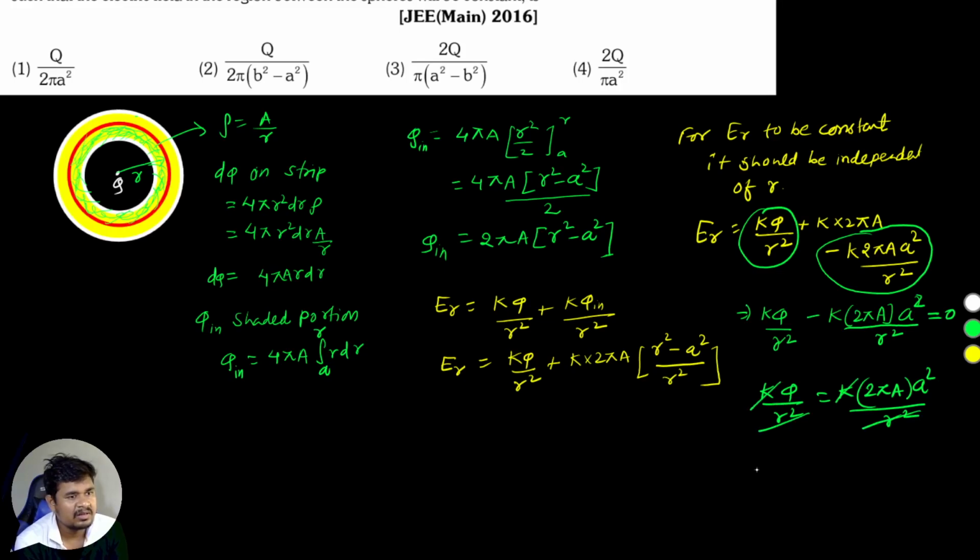So we have to calculate the value of a. We get q equals 2 pi a times a square. So a equals q by 2 pi times a square. That will be our answer here: a equals q by 2 pi a square. So option 1.